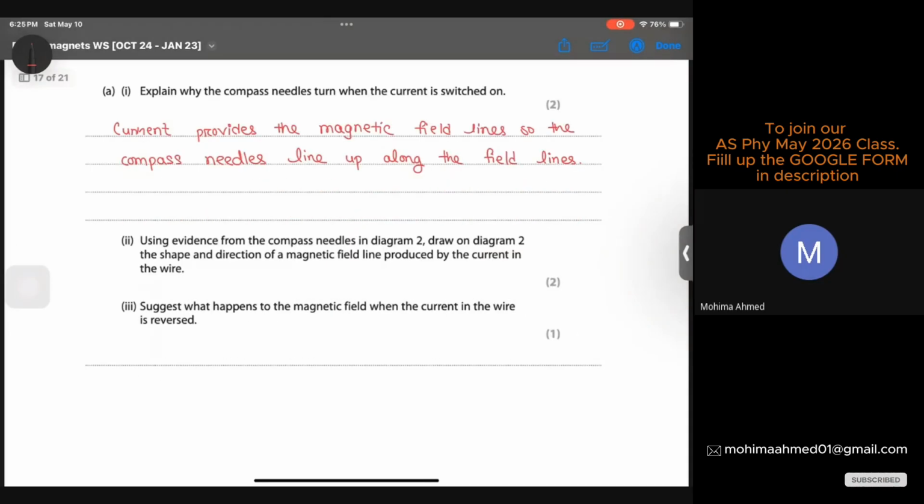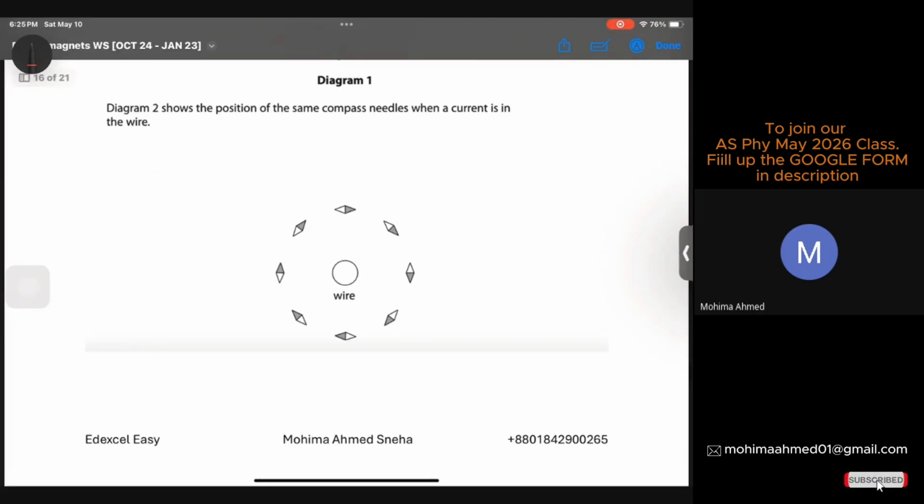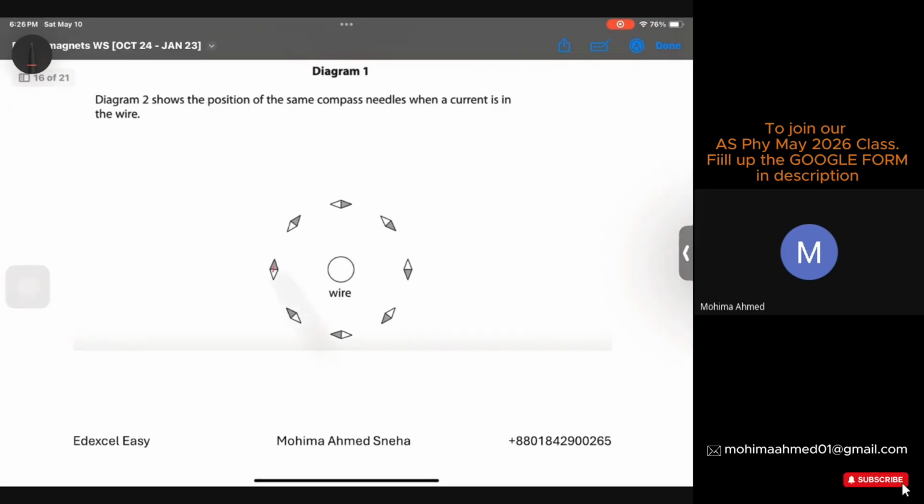Then again, use evidence from the compass needles in diagram 2 to draw on the diagram the shape and direction of the field lines, and that's it, right? Okay. So I can see that we can create a kind of circular field line in this case.